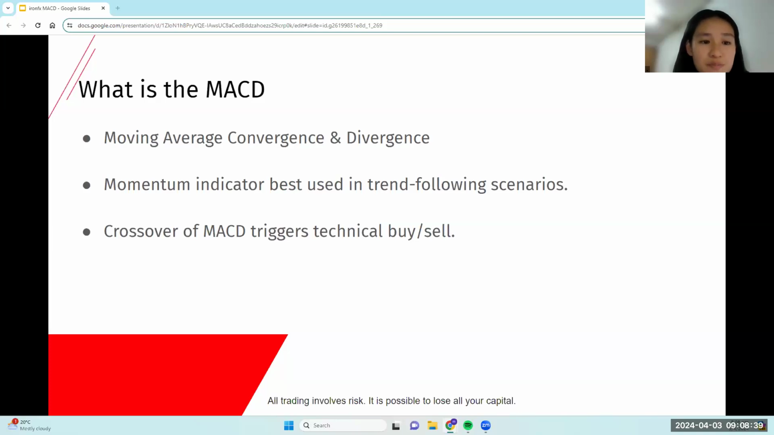Okay, let's get started. So firstly, MACD, what exactly is it? MACD, or Moving Average Convergence Divergence, is a popular momentum indicator that's used by many traders, and it's basically used to identify trends, momentum, and potential reversal points in the price of an asset. It contains two main components, the MACD line and the signal line.